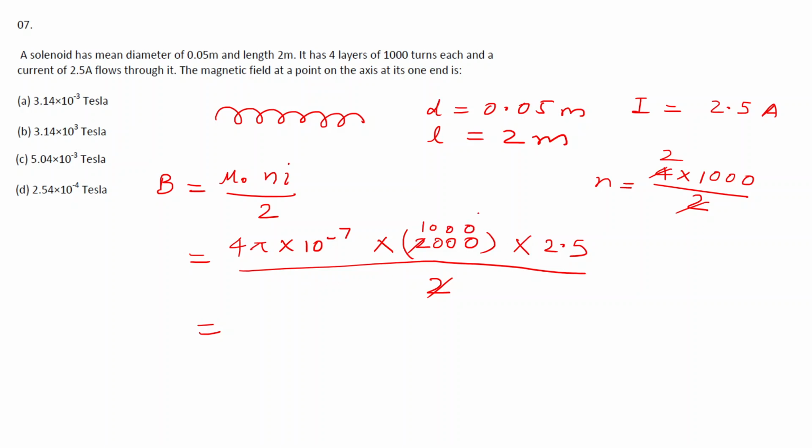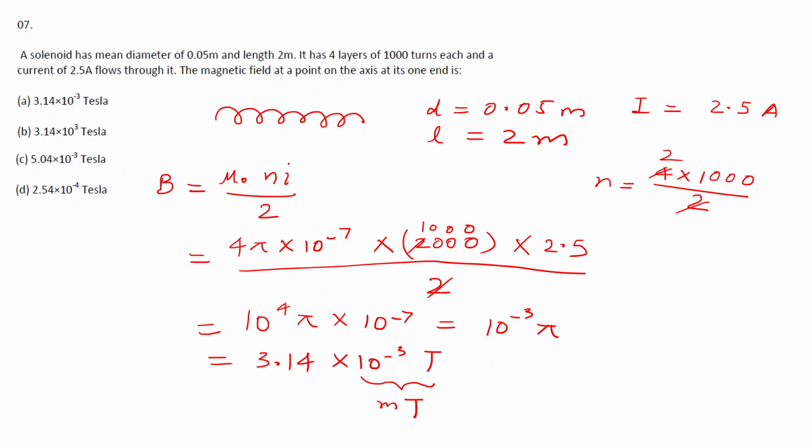it will be actually 2.5 times 4 is 10, and 10 to the power 4 times pi times 10 to the power minus 7. It should be 4 minus 7 is minus 3. It's 3 pi. If you put the value of pi, then it will be 3.14 times 10 to the power minus 3 Tesla, or we can call this millitesla. So the answer will be 3.14 times 10 to the power minus 3 Tesla. This is the correct answer. Now the next question.